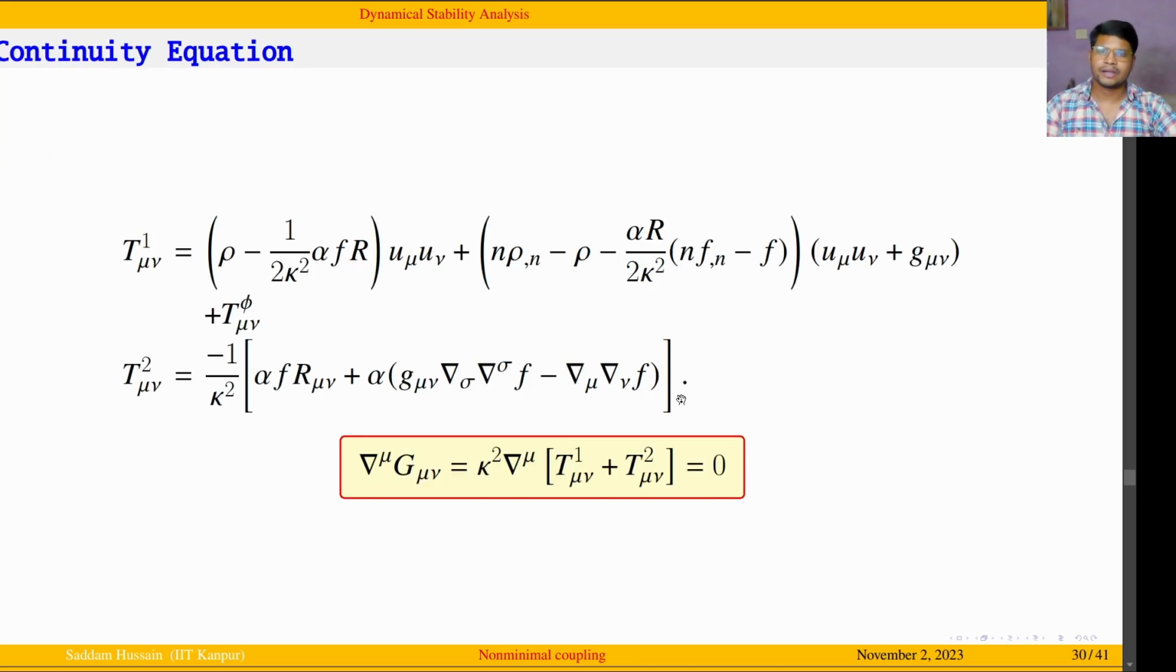But we can say that it follows the Bianchi identity. It says that the covariant derivative of the Einstein tensor has to be 0. So we can redefine our energy momentum tensor with these definitions, T mu1 and T mu2, and we are expecting that the covariant derivative has to be 0, so we can get an additional constraint from there.